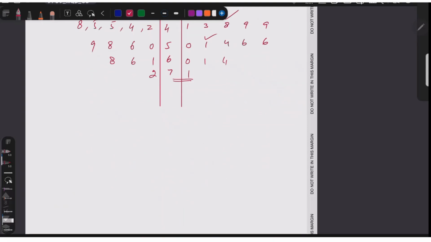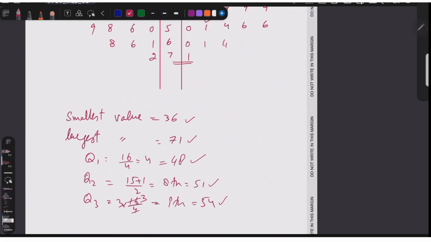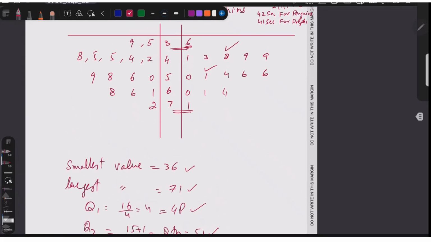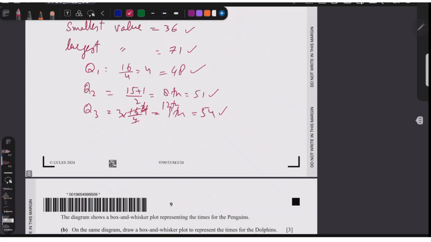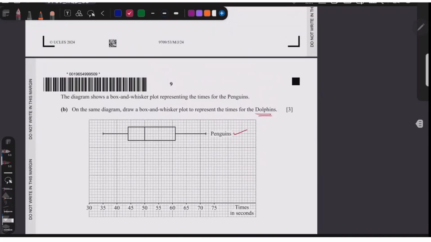All right, so let's take the values. These are the values: smallest, largest, lower quartile, upper quartile, and the median. So it would be the 12th term. The 12th term would be counting 6, 7, 8, 9, 10, 11, and 12. So 60 is the 12th number, 60 seconds. Let's show all this information.